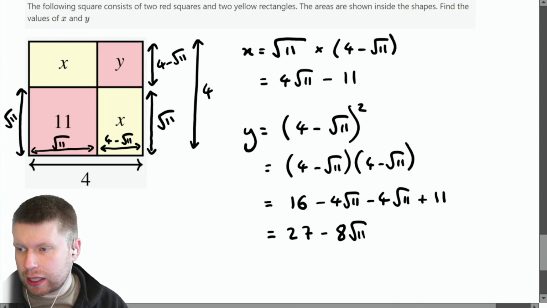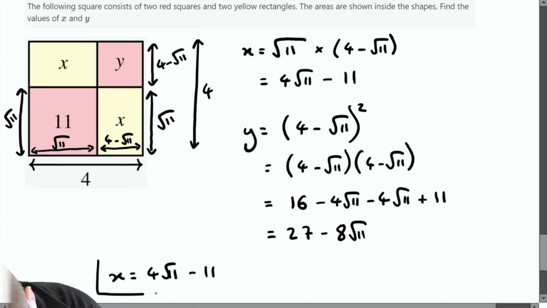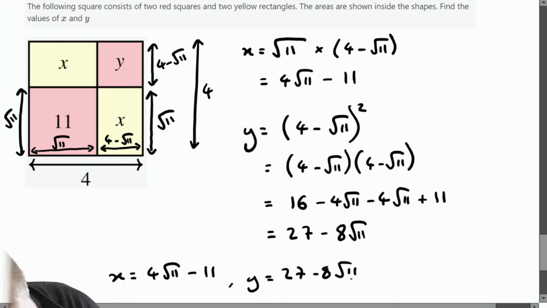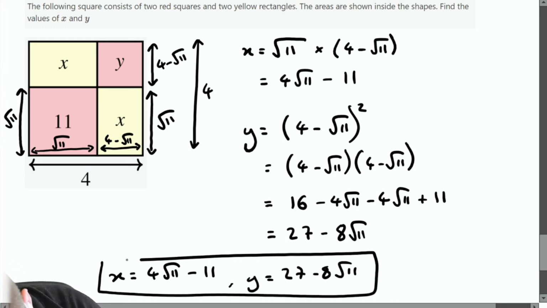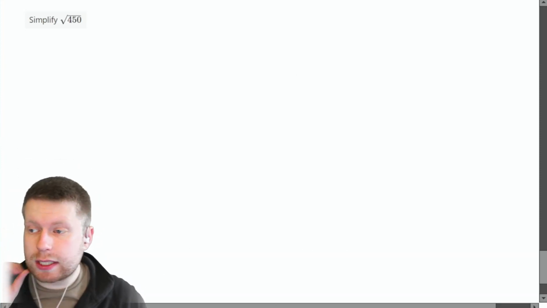Okay, so I think we found everything we need. Let's just double check. So I got x was equal to 4 root 11 minus 11. Let me just make sure that is definitely 11. And then I got y was equal to 27 minus 8 root 11. Okay, good. So the next question then, we've been asked to simplify this surd.